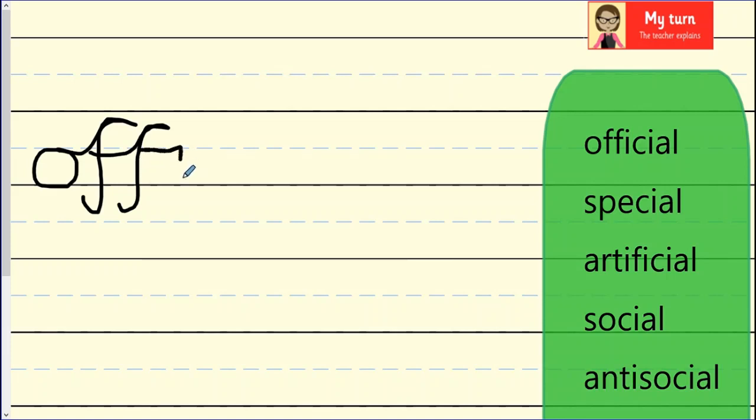So off there, and then I joined my C, and it's really slow, so I can be a real perfectionist and get it right. And up again to do my I. See, the C and the I are both the same height, aren't they? And the A as well, it's the same height as the C and the I and the O.